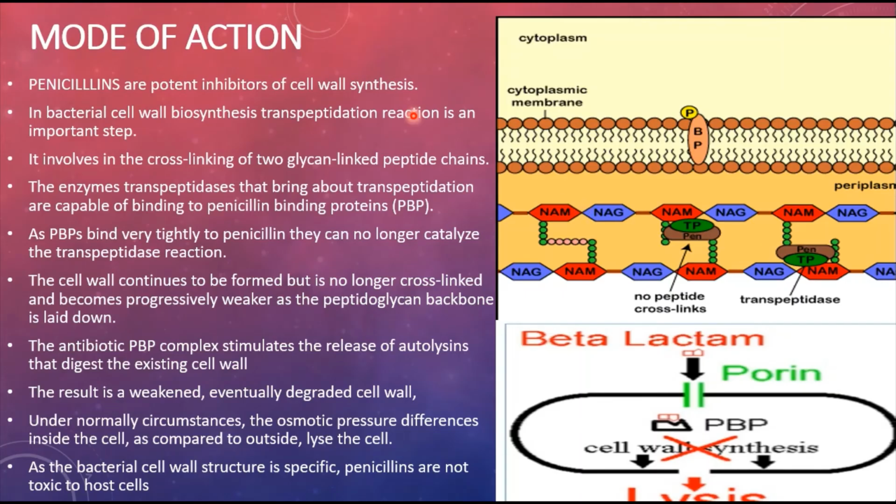antibiotics. Then moving to the mode of action. Penicillins are potent inhibitors of cell wall synthesis. Look at the picture very carefully, then you'll come to know the mechanism by which penicillins obstruct the growth of bacteria, especially gram-positive bacteria. In bacterial cell wall biosynthesis, the transpeptidation reaction is an important one.